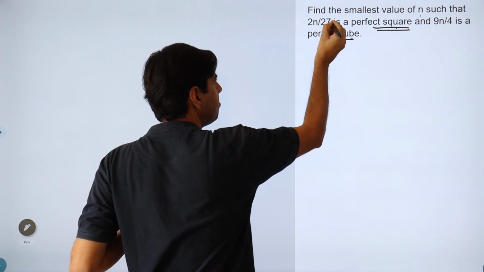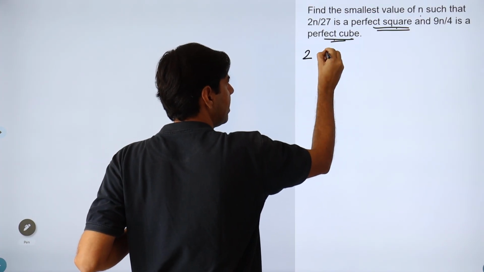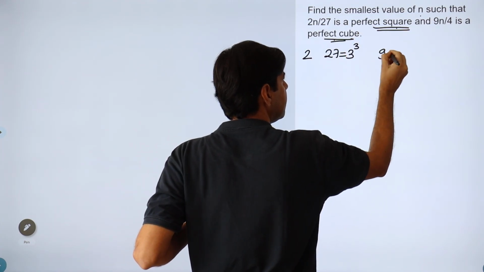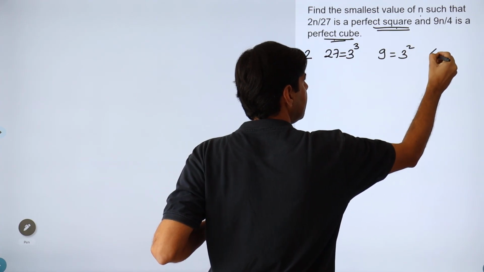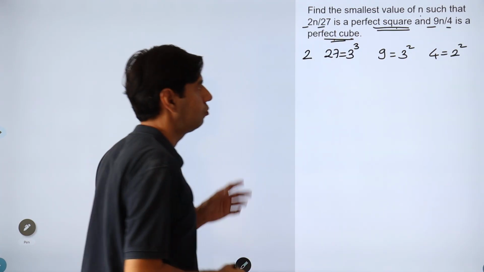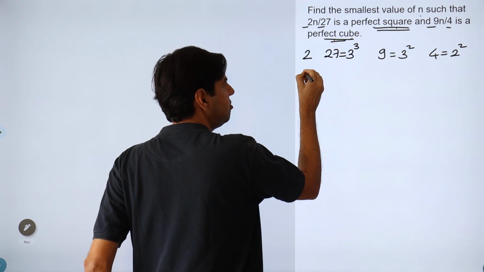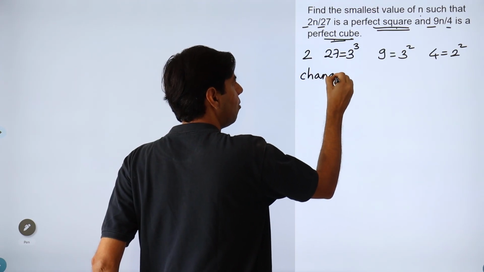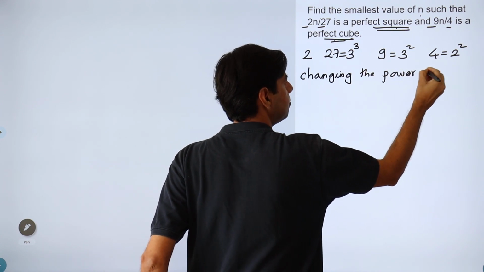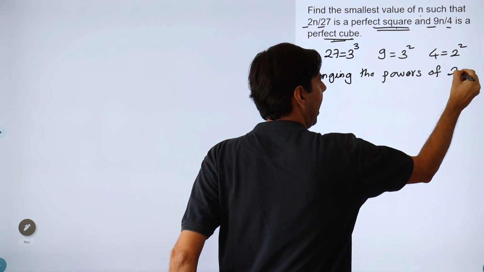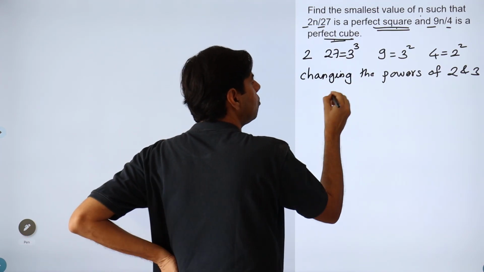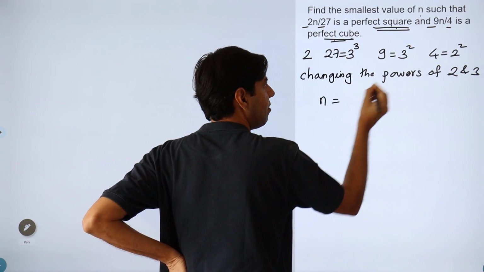If you see the numbers involved, 2 is 2 raised to 1 itself, 27 is 3 cube, and 9 is 3 square, 4 is 2 square. So what's happening is, when we multiply or divide by 2, 27, 9, 4, we are essentially changing the powers, the index, of the primes 2 and 3. So the start could be that we just need to focus on the powers of 2 and 3.